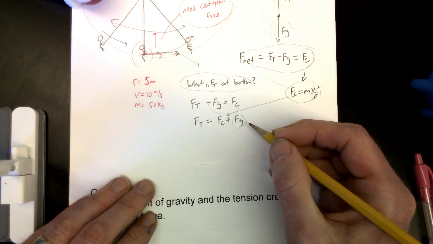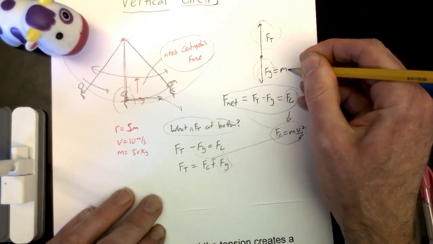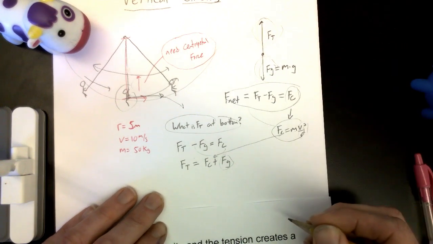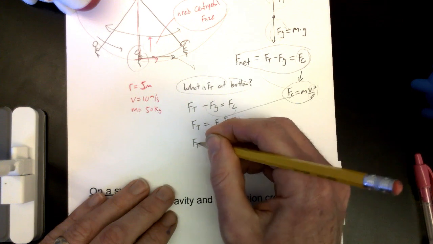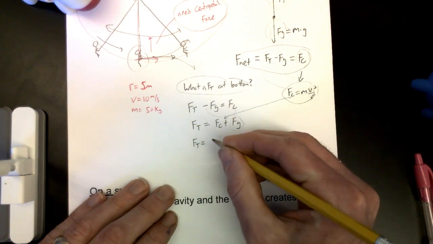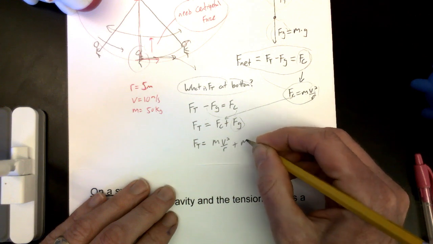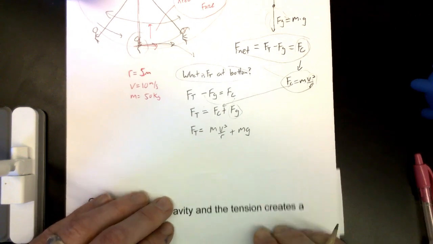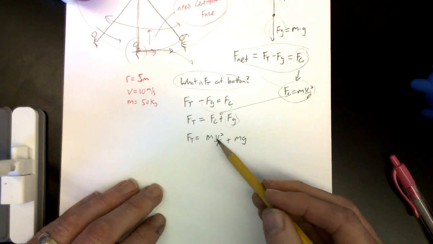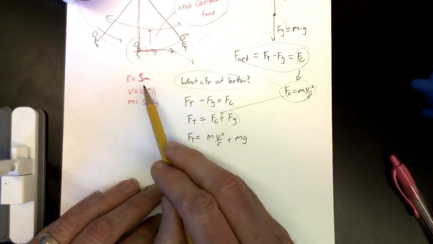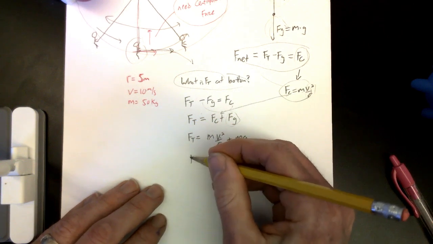And now I'm going to stick this in over there so that I can write some numbers down here. Also reminding you that the force of gravity is always m times g. That's how much something weighs. So let's put those things together. Force of tension is m times v squared over r plus m times g. Now we can actually come up with a number for this, because these are all given over here. So let's just plug in numbers and figure out what the answer is.